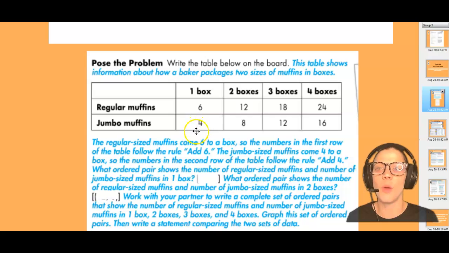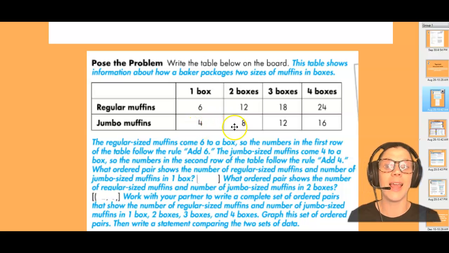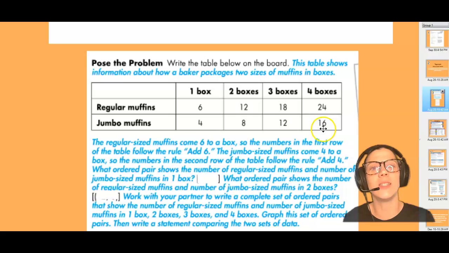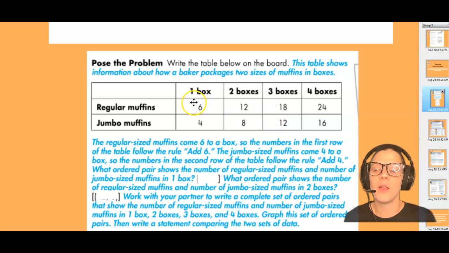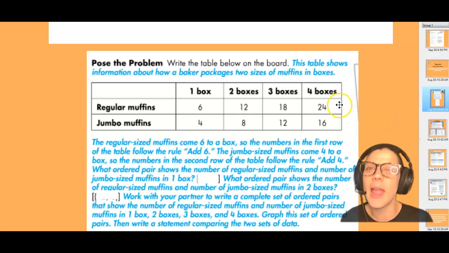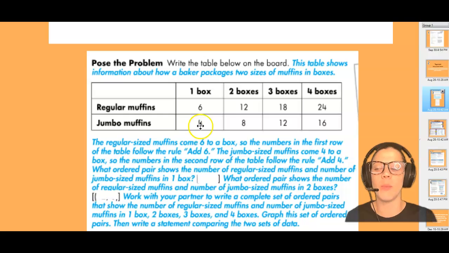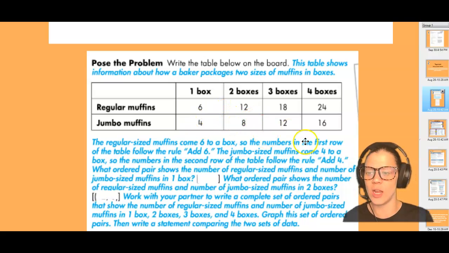We start with one box has 4, then 8, then 12, then 16. So what do you think our rule would be? Well, we're increasing for sure. 4, 8, 12, 16. We're getting bigger each time. So that means we're probably adding. I would think we are probably adding 4 each time.